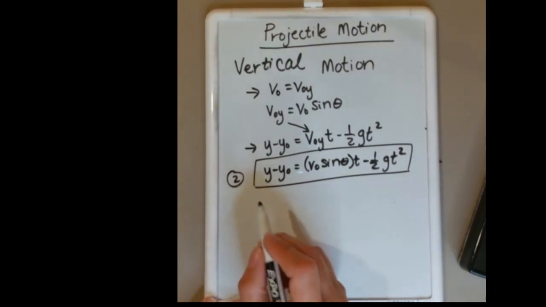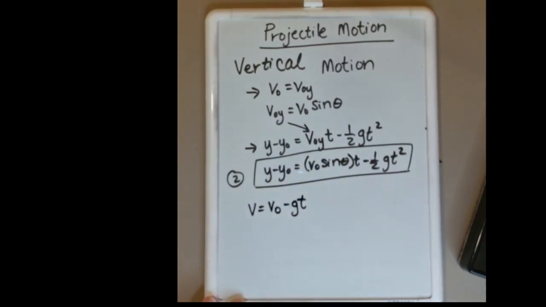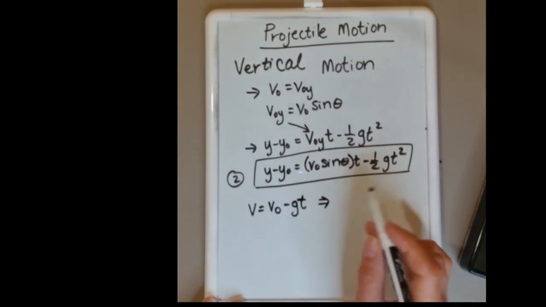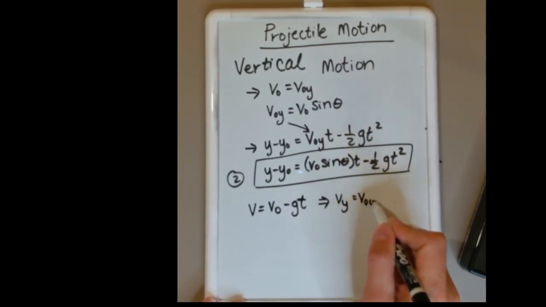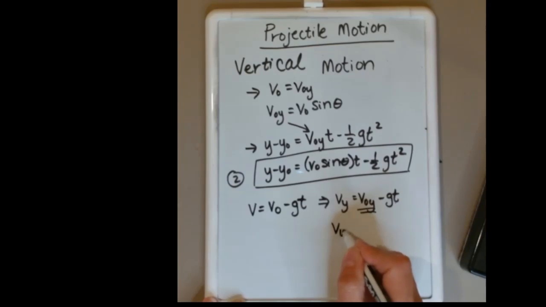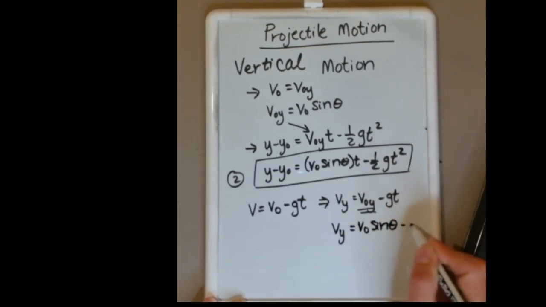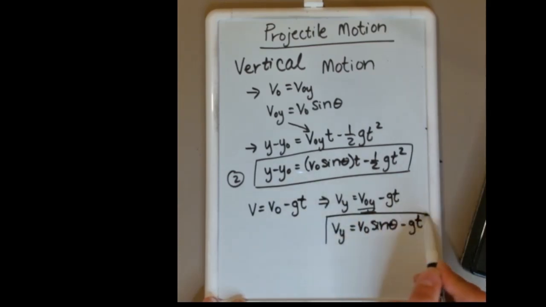And we also know that velocity is equal to v naught minus gt from our previous discussion in one dimension. So turning that into our y component version, we would have vy is equal to v naught y minus gt. And again, I'm going to substitute v naught y with our sine expression. So vy is equal to v naught sine theta minus gt. I'm going to call that equation 3.